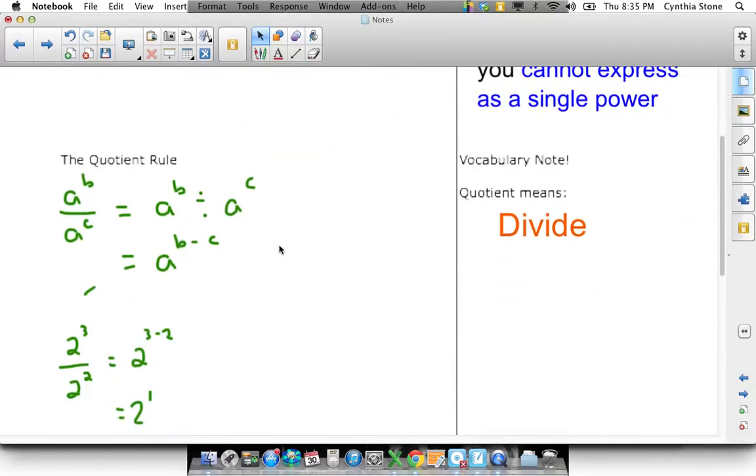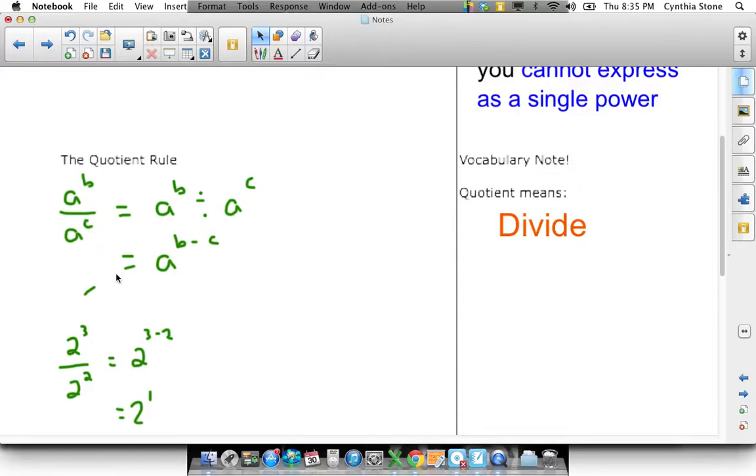Quotient rule is very, very similar. Remember, quotient means divide. So it's either a fraction or it'll look like this. Okay, either way, again, this is the generic rule. It's equal to whatever the base is to the exponent B minus C, the numerator minus the denominator.